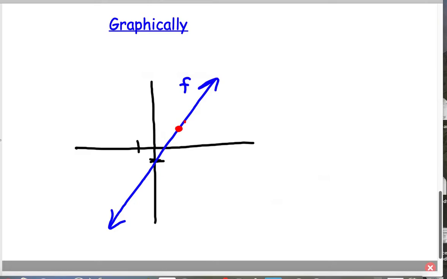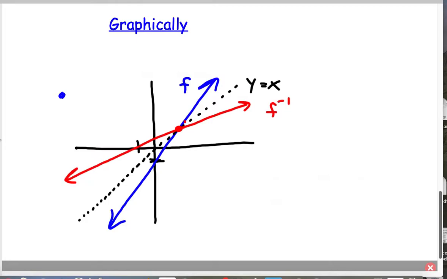And I want to find out what the inverse looks like. Well, when I switch x's and y's, let me make a point here. How about a blue point? When I switch x's and y's, I'm really reflecting every point over the line y equals x. So if I reflect this line over y equals x, if I can do this correctly, that's going to be my inverse.